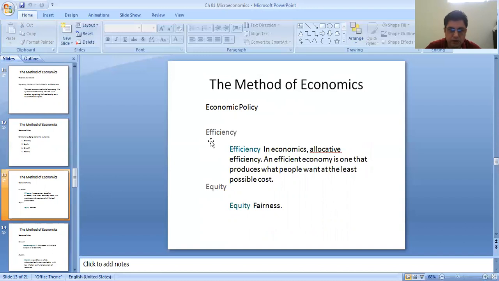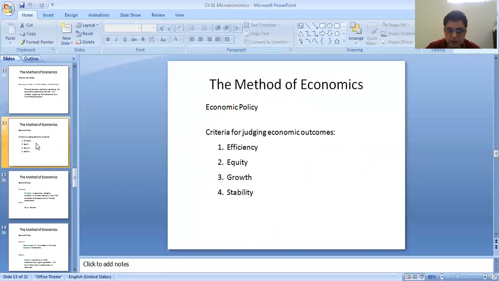Economic policy. So this is the most important slide. The criteria of judging economic outcomes: efficiency, equity, growth, and stability.